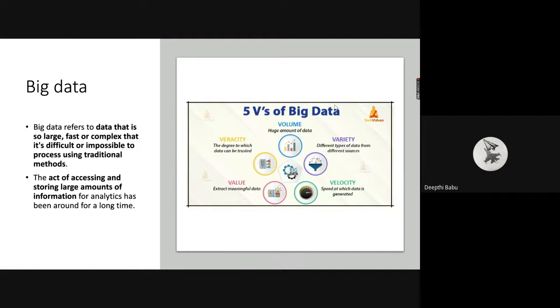So is that particular data meaningful to me? Okay, so that's what value means. And the next one is veracity. Veracity is nothing but uncertainty.